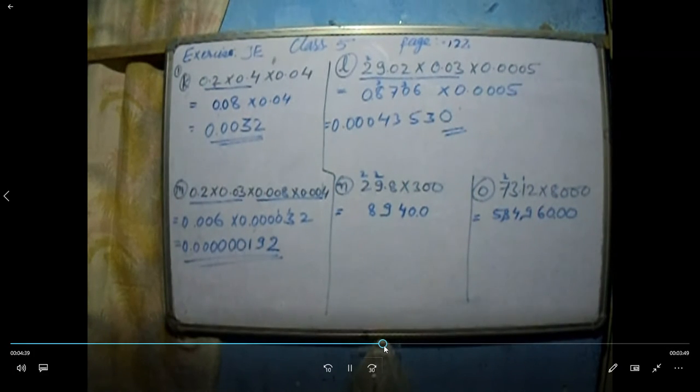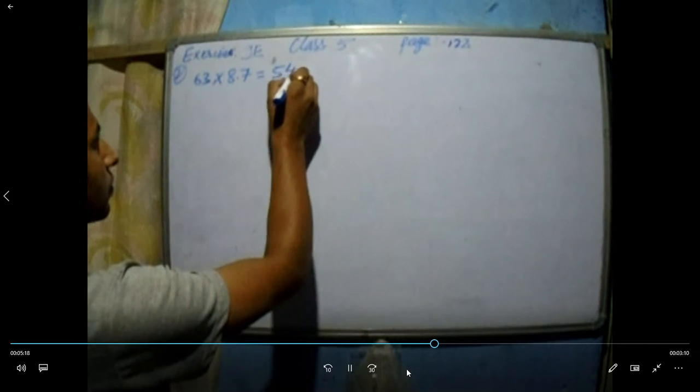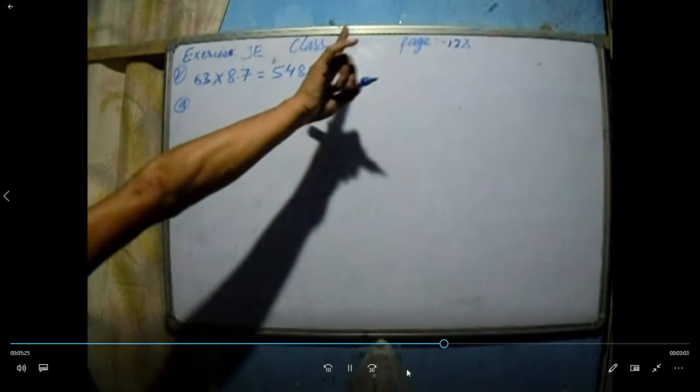Like that, we are moving towards question number 2. This is we are talking about question number 2. 63 into 8.7. So we'll get the answer is 548.1. Now we have given several questions. Okay, in all cases this digit will come as it is. Okay, only decimal will move here and there.